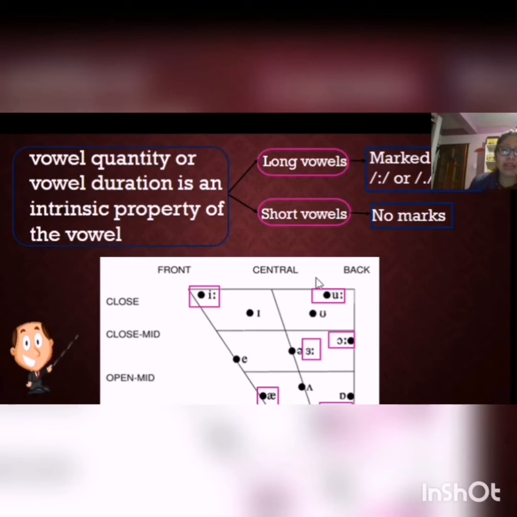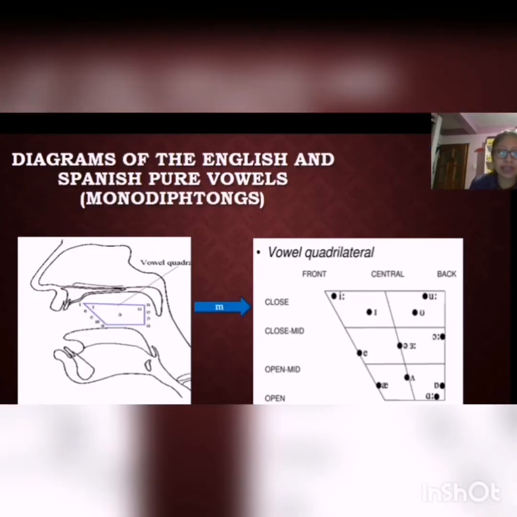So apart from length differences, these vowels also have differences in quality. Don't forget that we already saw that E is front and is close because of the tongue position and because of the tongue height. Now I'm going to show you a vowel quadrilateral.